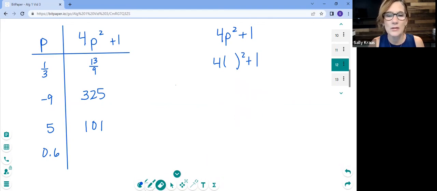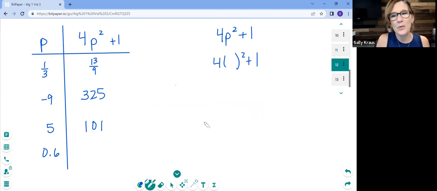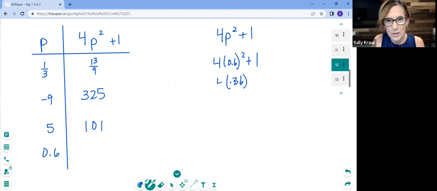All right, 0.6, we're going to stick it in this parentheses there. Get your calculator out if you need to, if you want to, and then you would get 0.36 times 4 plus 1. And when you multiply that out, you get 1.44.